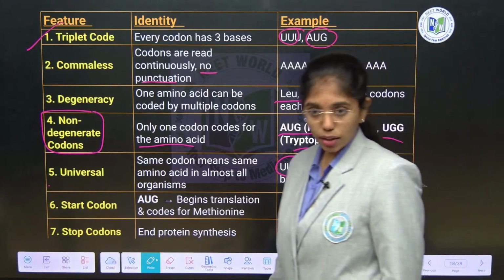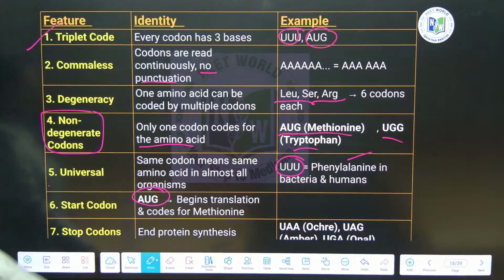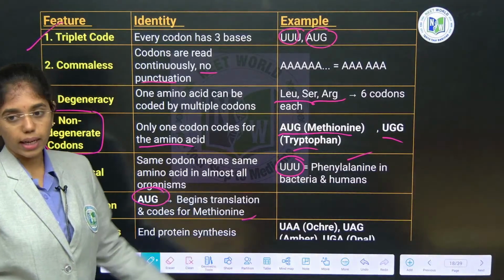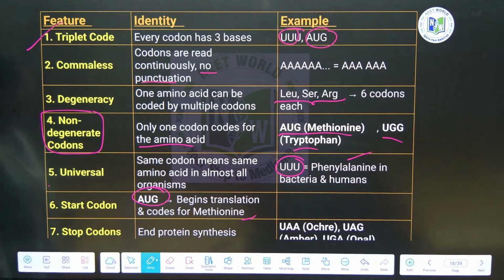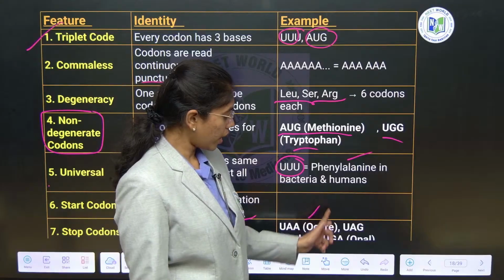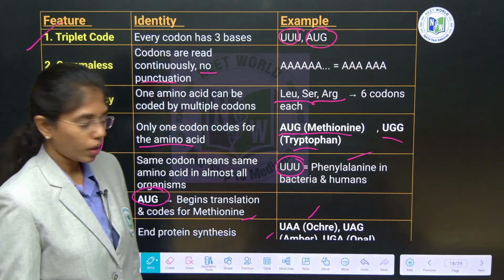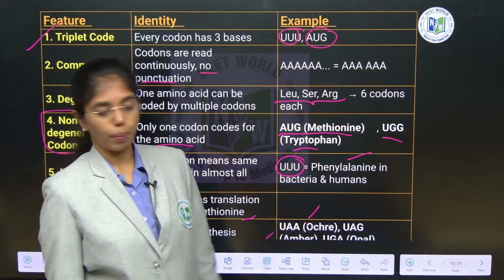Then start codon. Okay, AUG will begin translation, and this codes for what? Methionine. Next, stop codons will end the protein synthesis. We have 3 stop codons. UAA is addressed as ochre, UAG as amber and UGA as opal. Okay, ochre, amber and opal.